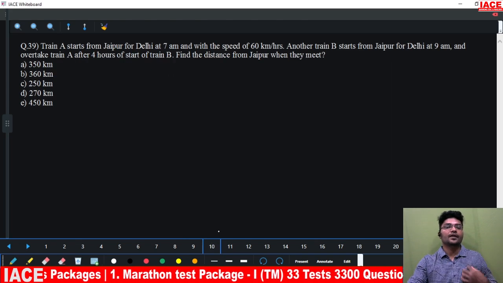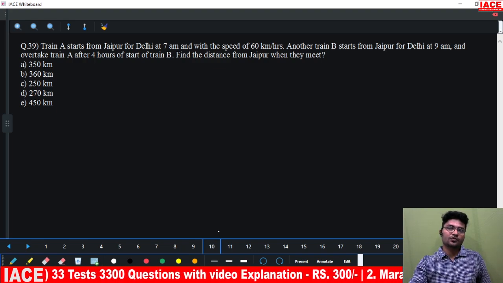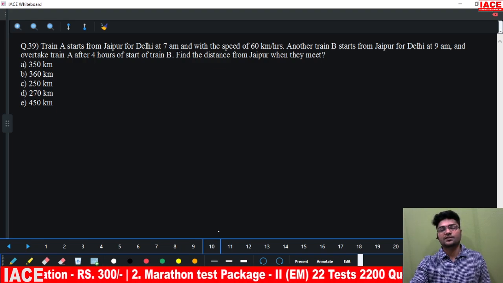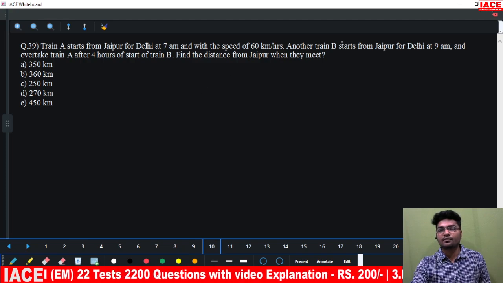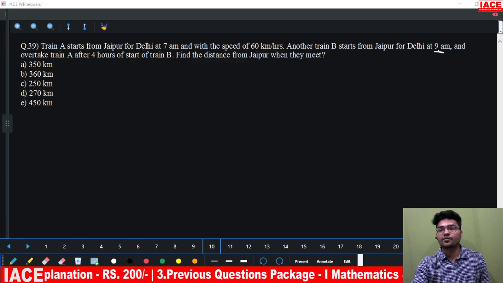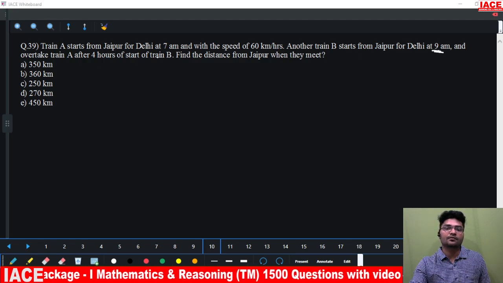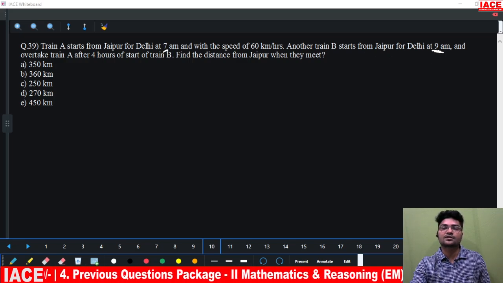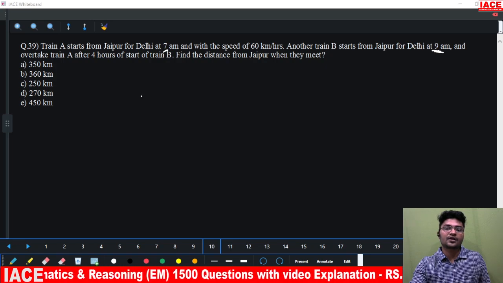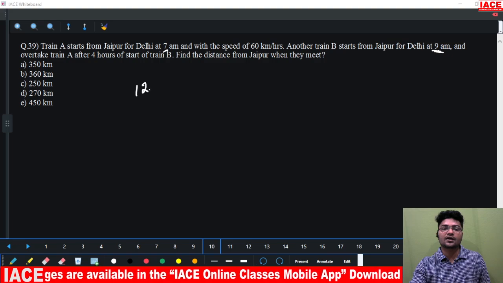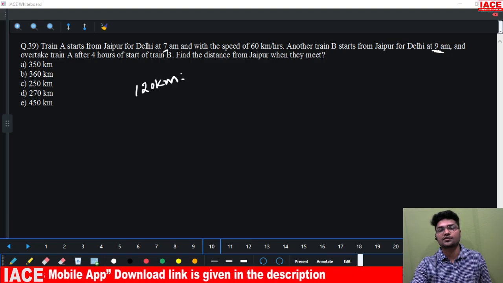Question number 10. Train A starts from Jaipur to Delhi at 7 a.m. with a speed of 60 km per hour, and train B starts from Jaipur for Delhi at 9 a.m. One train is starting at 7 a.m., the other at 9 a.m. So by the time the second train starts, it has already covered how much distance? 60 km per hour, 2 hours. Means it has already traveled 120 kilometers.